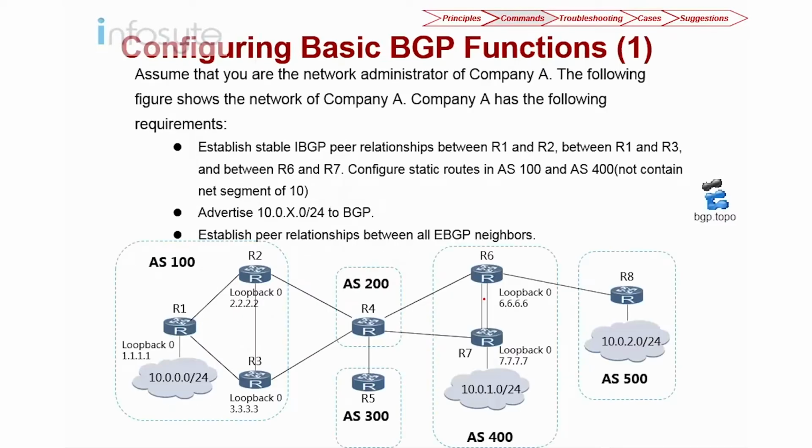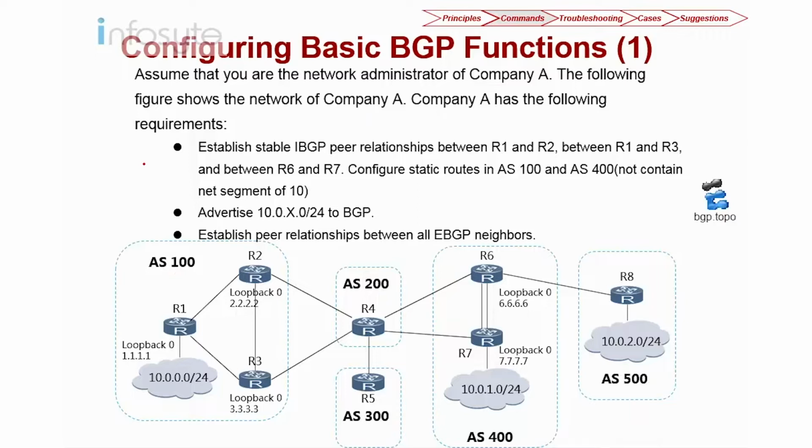Okay, so let's look into our first configuration. Assume that you are the network administrator of company A. The following figure shows company A's topology. In this topology, I have a few ASs: AS 100, 200, 300, 400, and 500. In AS 100, we are going to have an IGP. Here we also have an IGP. The IGP we are going to use will be OSPF. Same thing goes for here.